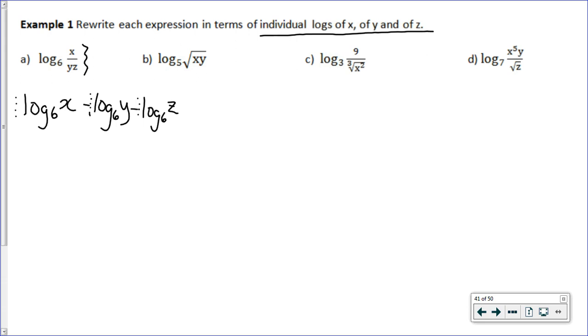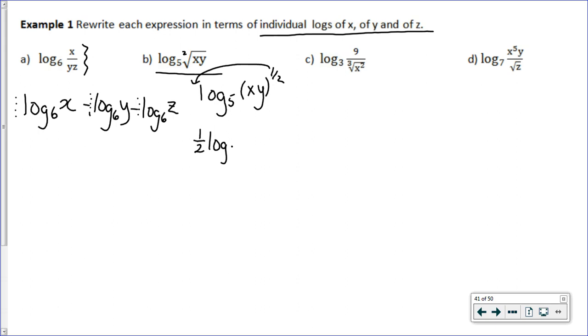Okay. Then next, this one, log base 5 of the square root of xy. I would write log base 5 of xy to the power 1/2. Although the index isn't written here, we know that it's a 2. And now I'm going to write this 1/2 in front.